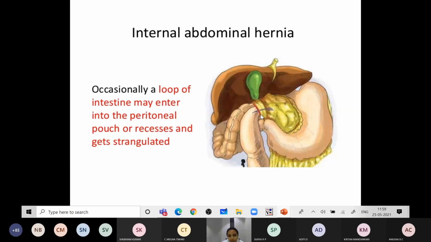Internal abdominal hernia: the loops of the intestine or the mesentery pass through the epiploic foramen and enter into the lesser sac, and sometimes the peritoneal pouches or recesses also. Sometimes it may get strangulated. At that time it becomes an emergency to treat.